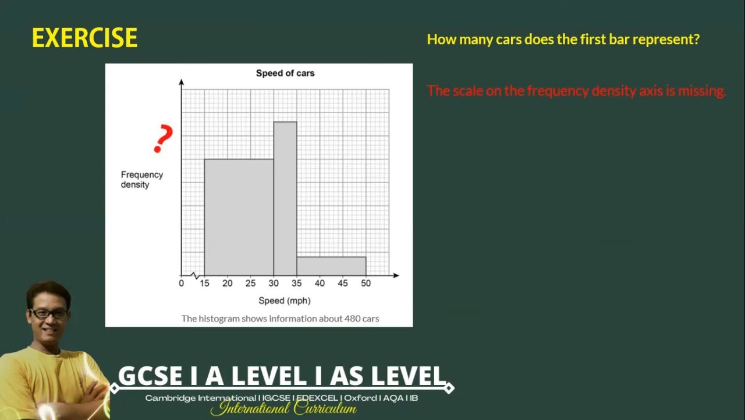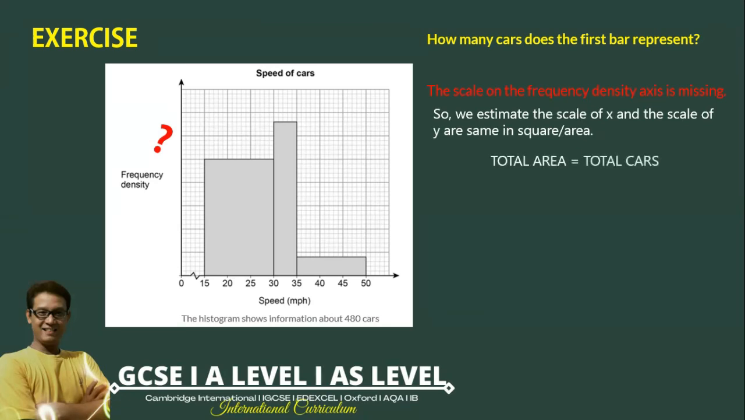Okay, students, we estimate the scale of x and the scale of y are the same in square or area. The area is the frequency in this case. Area is the total frequency of this histogram. Total area equals total cars. Right? Total area equals total cars.